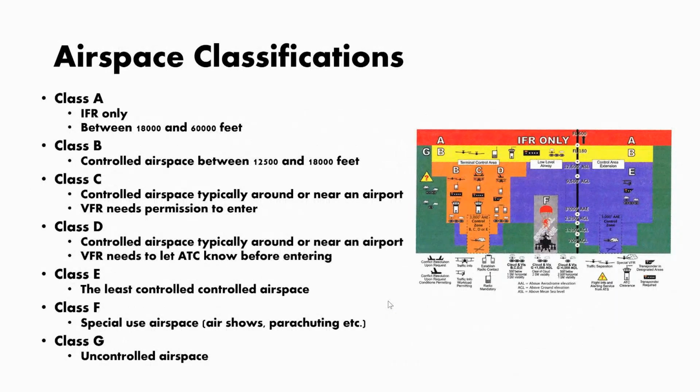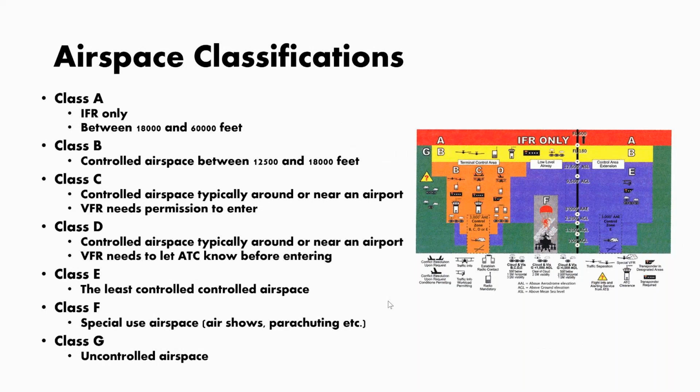Okay, now let's talk about airspace classifications. There are 7 of them that we need to know about, and they are class A, B, C, D, E, F, G. There are a lot of very nuanced differences between them, but we're going to talk about the really big differences to help you distinguish them apart.